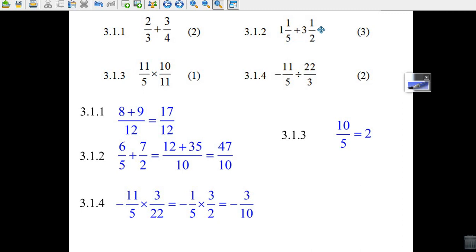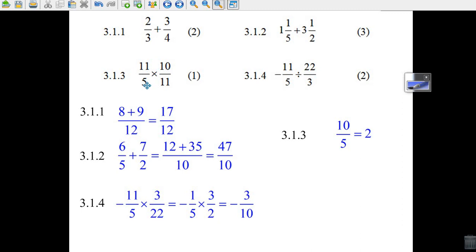Now this fraction is mixed fractions, so you've got to change them to improper ones first. 1 times 5 plus 1, it's 6 over 5. 3 times 2 plus 1, it's 7 over 2. The common denominator is 10. But we've multiplied 6 by 2 here and 5 by 2, so it's 12. We've multiplied 2 by 5, so it's 7 times 5, it's 35. And 12 plus 35 is 47 over 10, and that's your answer.